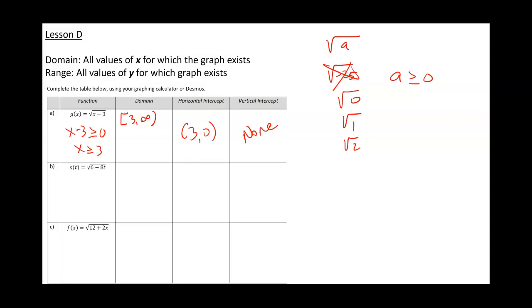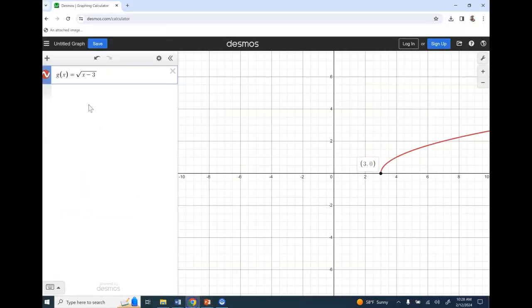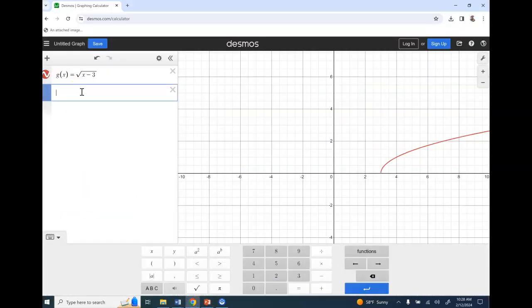Okay, now let's look at the second one. We have s of t equals radical 6 minus 8t. Now Desmos is kind of interesting because it doesn't accept any variables besides x. So even though it says s of t, I'm going to clear this, and I'm going to say s of x equals the square root of 6 minus 8x. And again, please use x. Do not use t because it won't give you the right answer.